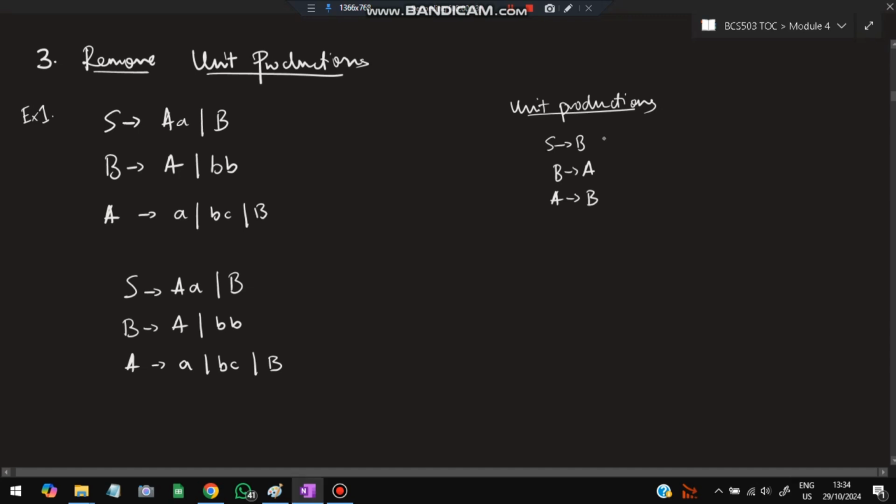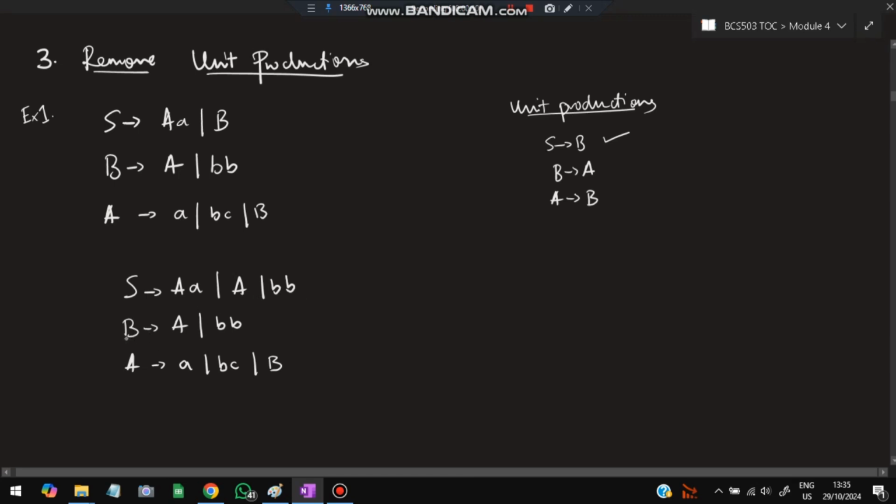S goes to B. Now to remove the unit production, instead of B, apply your common sense here. The common sense says that if S goes to B and B goes to the following, I can directly write S goes to the following, right? I can directly write it like this. After this is done, you have to go for the next one.